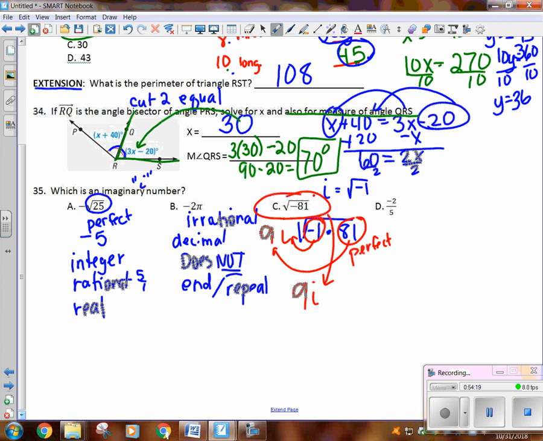And just to finish it up, my negative 2/5, that's a fraction. That is the definition of a rational number, and rational numbers are on the number line, so they're also real. So that refreshes: what is an imaginary number?